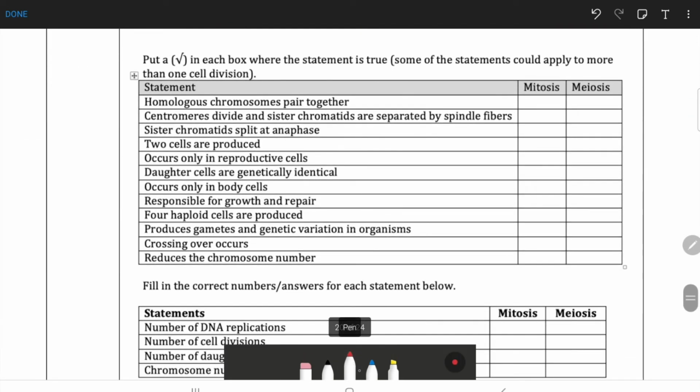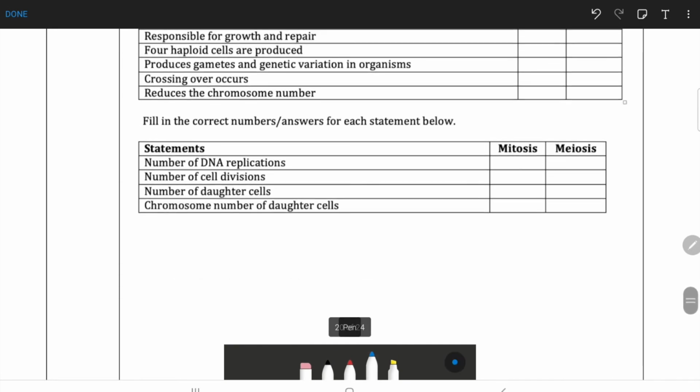You can easily tick over here, like if it is mitosis or meiosis. You can pause the video and just go over the answers, try them. For example, I will do one for you in both cases. Homologous chromosomes pair together. Where do they pair? Definitely they pair in meiosis. Something like that, you can just go over it.